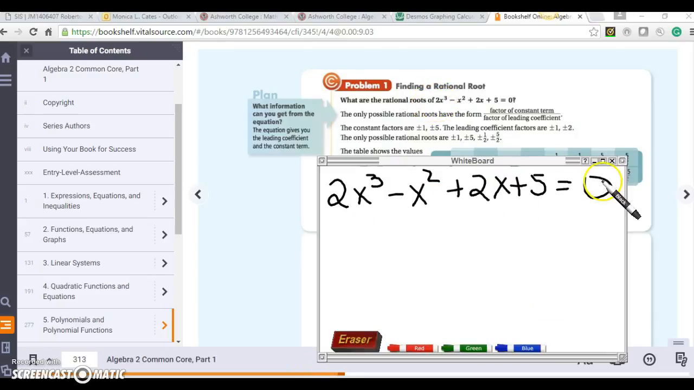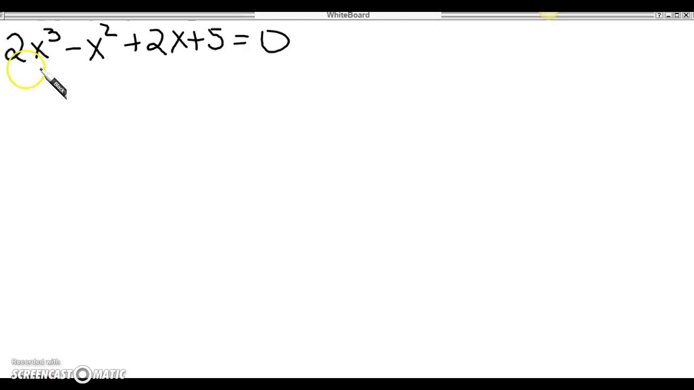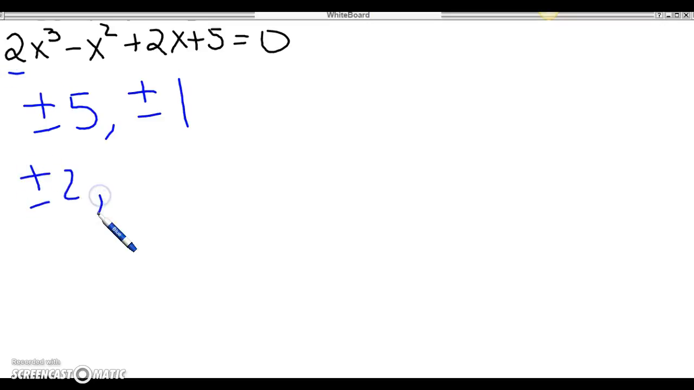So here, I've written it out on my whiteboard. Here are my terms: I have 2x cubed minus x squared plus 2x plus 5. Let's look at the constant term first, 5. So I can have plus or minus 5, and let's look at the factors of 5. Well, there aren't any factors of 5 except for 1. Now let's look at my leading coefficient, which is 2, and the factors of the leading coefficient, which is, again, 1. And so I need to put these over each other again, the constant term over the factors.